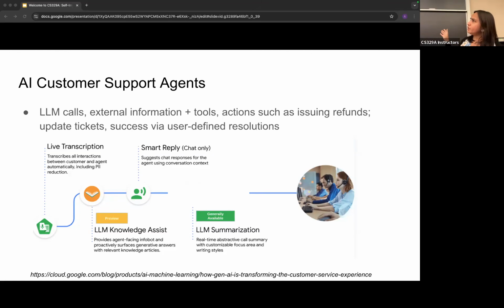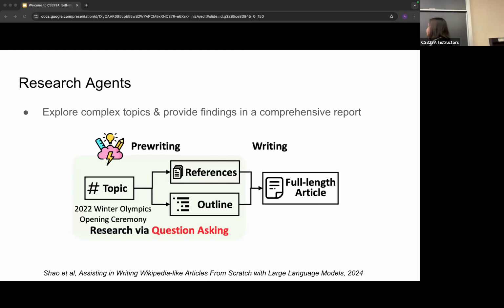So that gives you a sense of why these things are useful. Some of the ones that are useful to perhaps researchers in the room, and useful to me personally, are like if you're trying to understand complex topics and provide findings in a comprehensive report, the LLMs can be super helpful. Now, this also means that all the undergrads who are asked to write papers can use LLMs. So if you build this agent, they'll just be using LLMs.